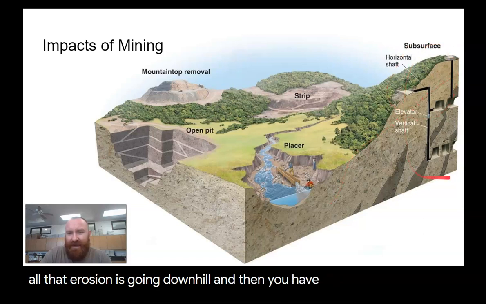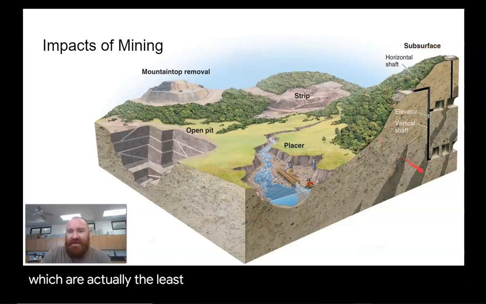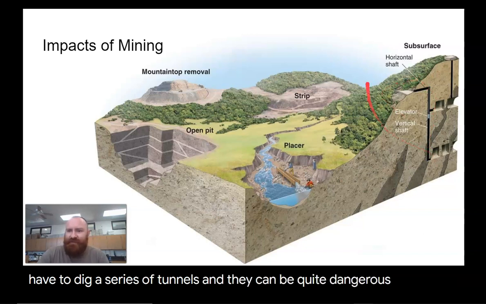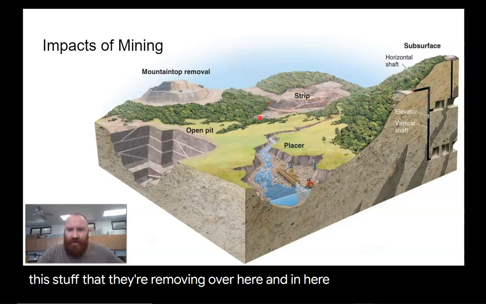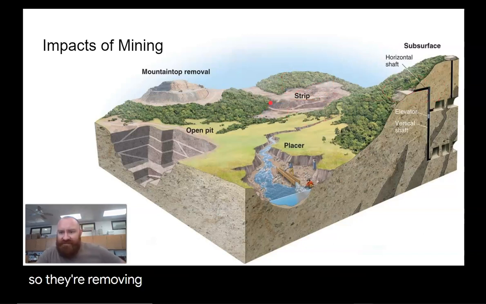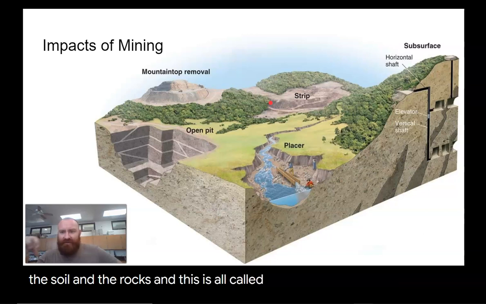And then you have subsurface mines, which are actually the least environmentally damaging. However, they are the most costly because you have to dig a series of tunnels and they can be quite dangerous. So all of this stuff that they're removing over here and in here is called overburden. They're removing this stuff to access the ore underneath, and all of this stuff that is being removed actually is waste. This waste includes the soil and the rocks, and this is all called slag and tailings, and all of this is stored in pools and lagoons, and these can actually be quite toxic.